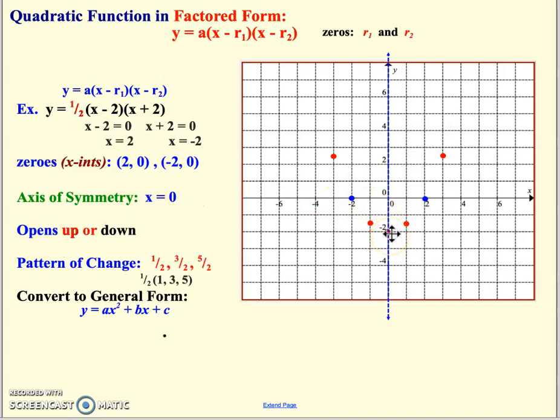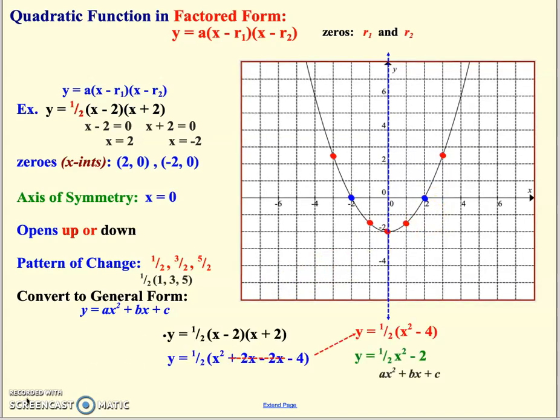Now this works nicely because in this case, as I go from the vertex and run the pattern change, I hit my x-intercepts. If you don't hit them, that's not going to work. And then there's your graph. And then the last little bit of this is to do your conversion.